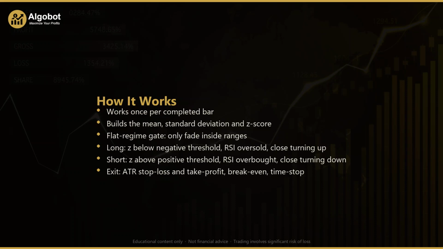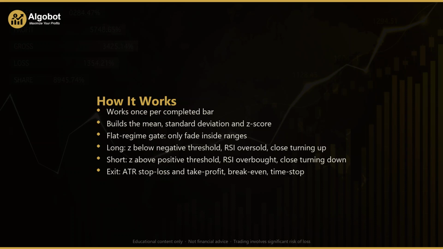The strategy works on completed bars only, so it evaluates its rules once per bar rather than on every tick. First, it builds its core measurements. It calculates the moving average, which it treats as the mean or fair value. It calculates the standard deviation of recent closes. And from those two, it derives the Z-score, which is simply the current close minus the mean, divided by the standard deviation. Alongside that, it reads the relative strength index and the average true range.